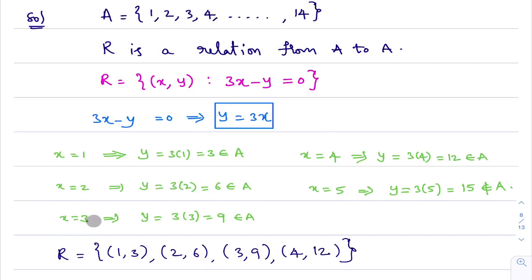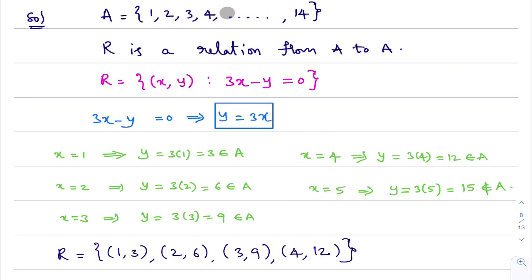Now you take x equal to 3. Y equal to 3 into 3, 9. 9 is there in set A? Yes, it is there in set A. Now you take x equal to 4. Y equal to, in place of x you write 4, 3 into 4, 12. 12 is there in set A? Yes. You take x equal to 5.